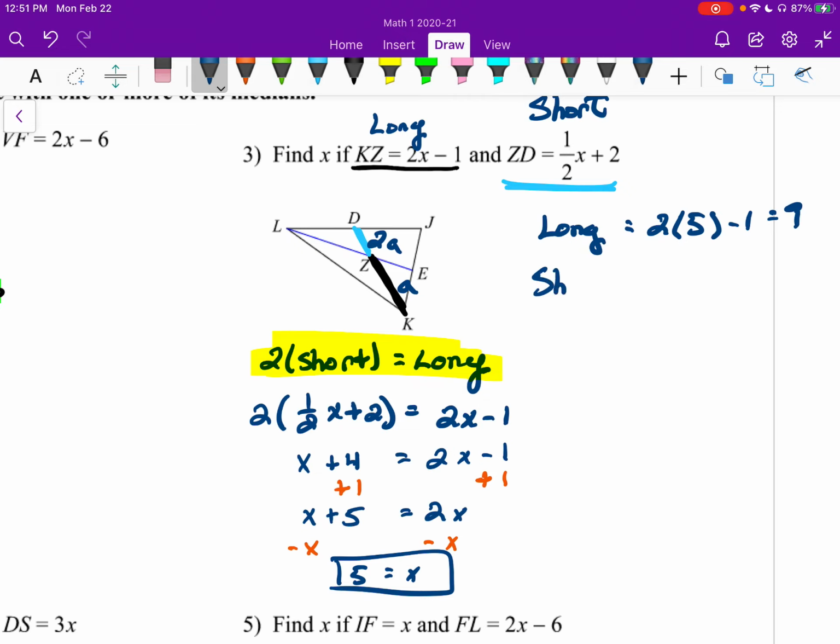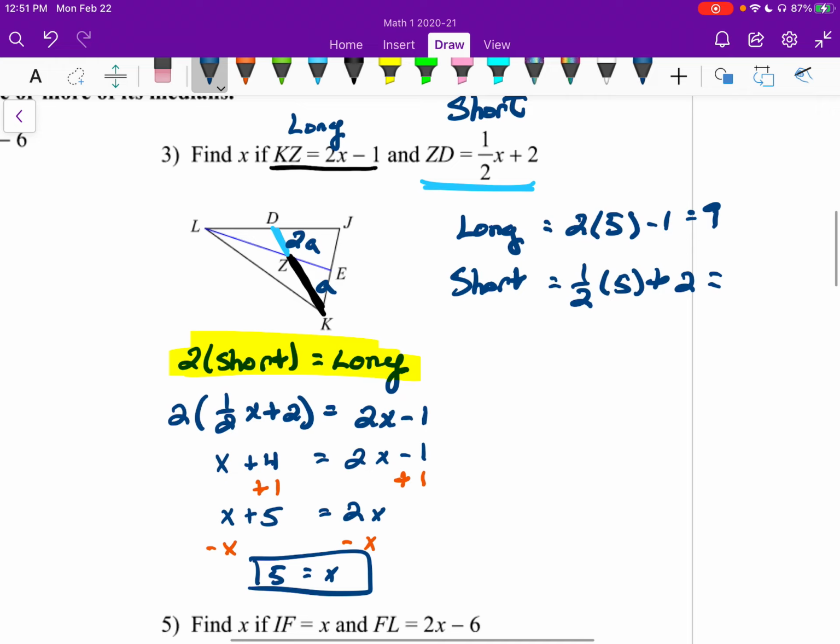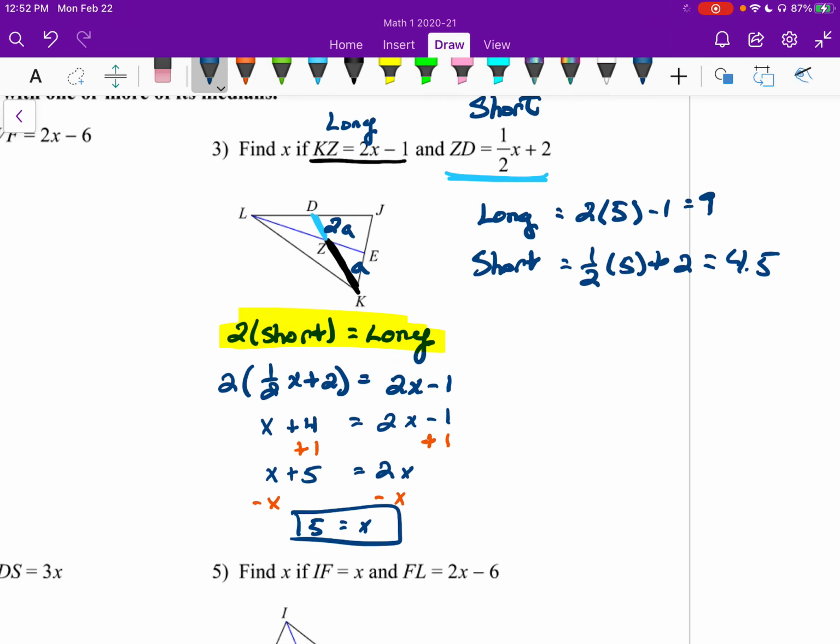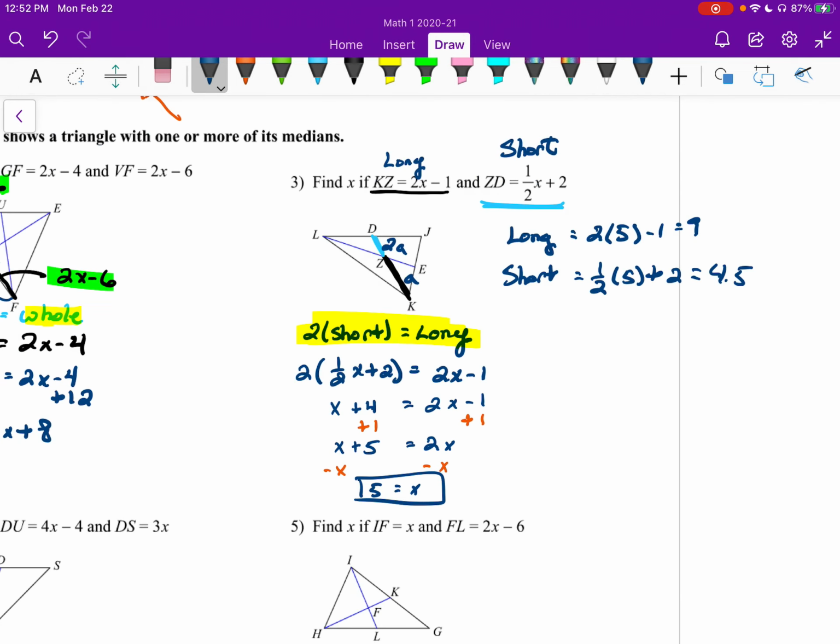Then the short will be 1/2 of 5 plus 2. Well, 1/2 of 5 is 2.5, plus 2 is going to be 4.5. So our short piece is 4.5, and our long piece is 9. And if you say, well, 4.5 is half of 9, so that works out. Our short piece has to be half the length of the long piece. So we can check our work that way.